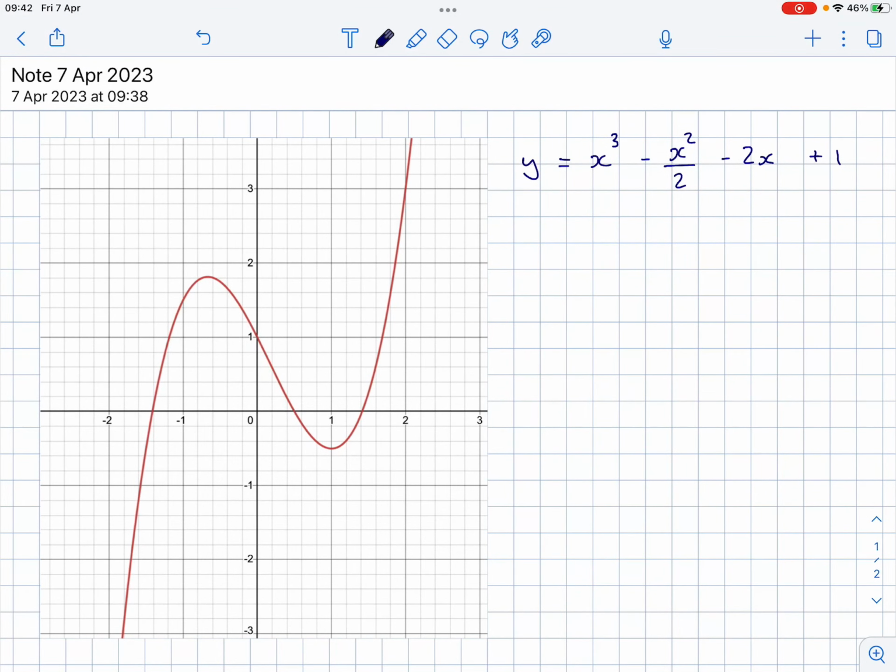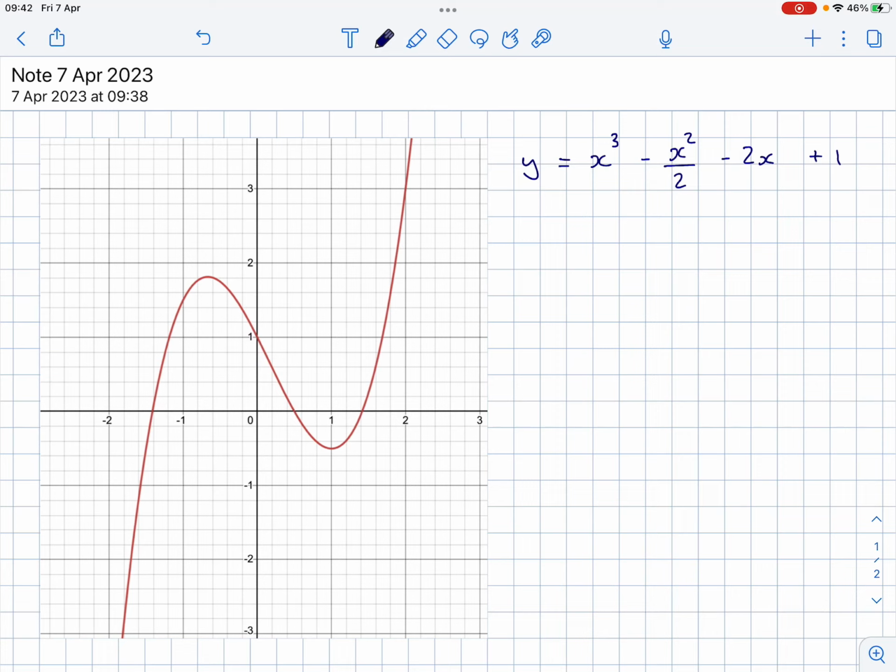Hi Edgar. Right, basically the first point, though, that bullet point on the specification is essentially just graph transformations. So if you know how to sketch a cubic, you're good, mate.